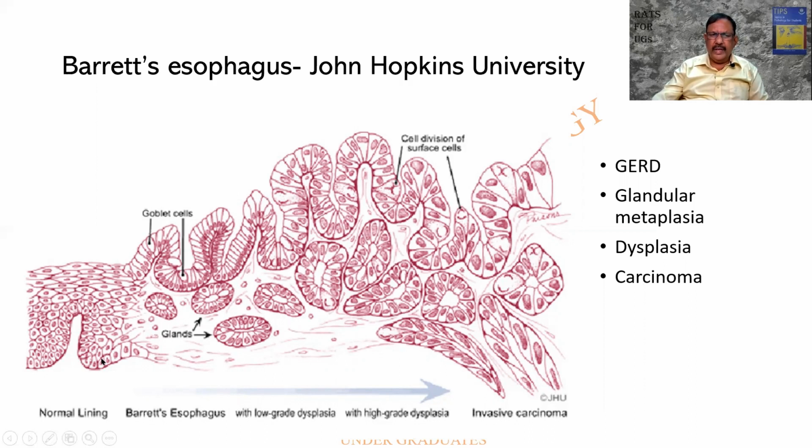This is a beautiful diagram. I would like you people to kindly explain. Look at this stratified squamous epithelium being replaced by columnar epithelium and the gastric or the intestinal glands. This is called Barrett's esophagus. It is a classical example of glandular metaplasia.